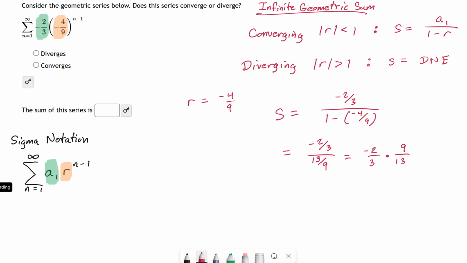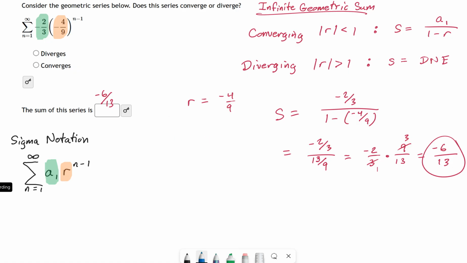9/13. This is the old keep, flip, change thing. And that's going to equal, let's see, once I reduce it, those are going to cancel out right there. So this is going to give me -6/13. That's my answer for this one. The answer is -6/13.